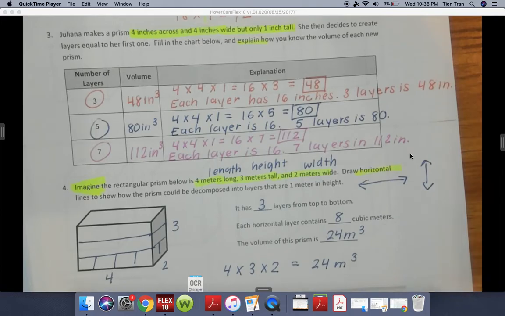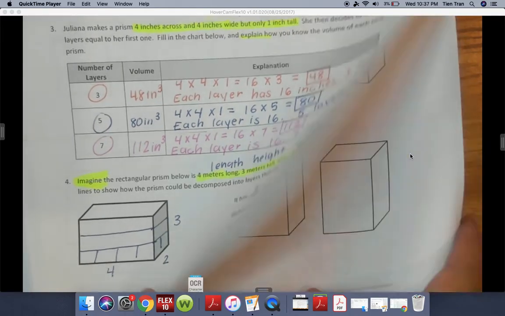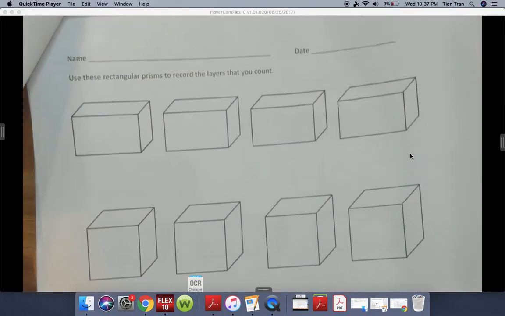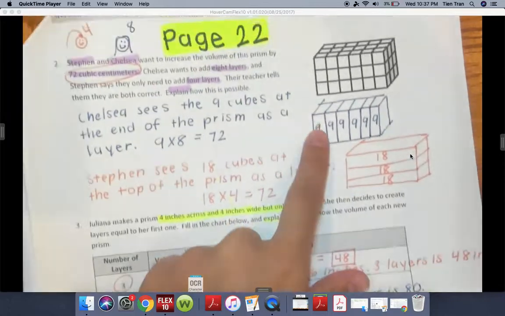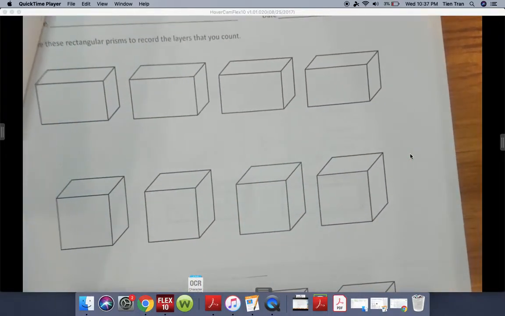Okay, so let me know if you guys have any questions and I can help you with that. This last page is if you want to look at the prisms, you can. So instead of drawing them out like how I did it, you can just write it on here instead because it's already drawn for you.